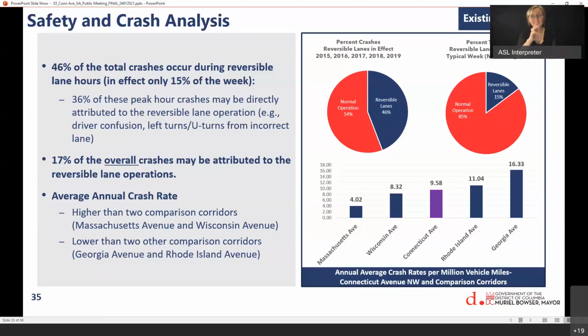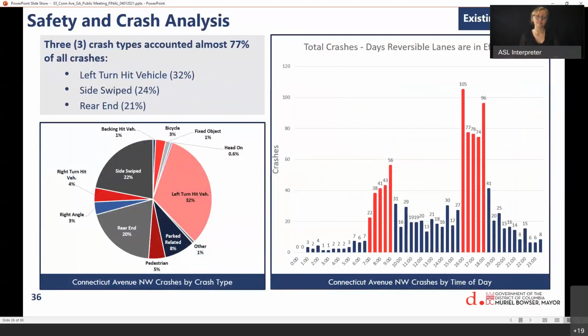When we look at crash rates compared to other corridors, Connecticut Avenue had a higher crash rate than Massachusetts Avenue and Wisconsin Avenue, but a lower crash rate than Georgia Avenue and Rhode Island Avenue. Next slide. Taken all together, three crash types took up about 3/4 of the crashes. So left turn crashes, about 32% of the crashes, side swipes, and rear ends.